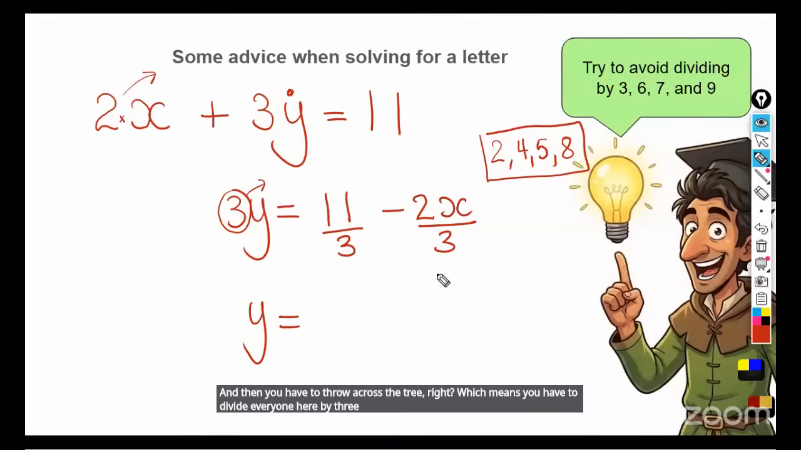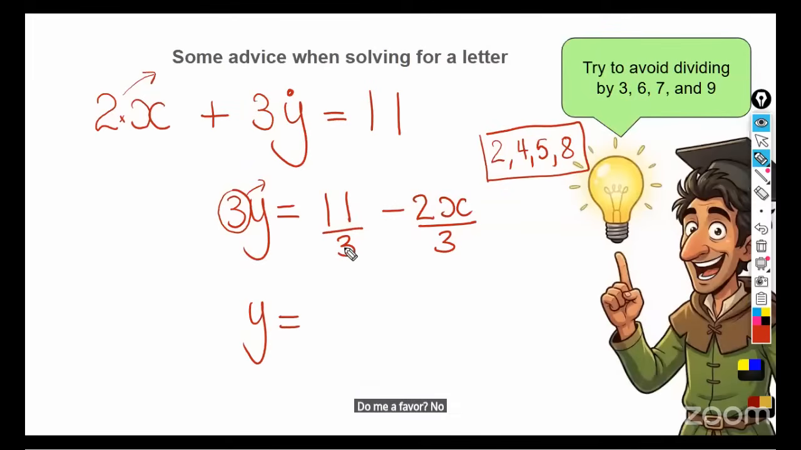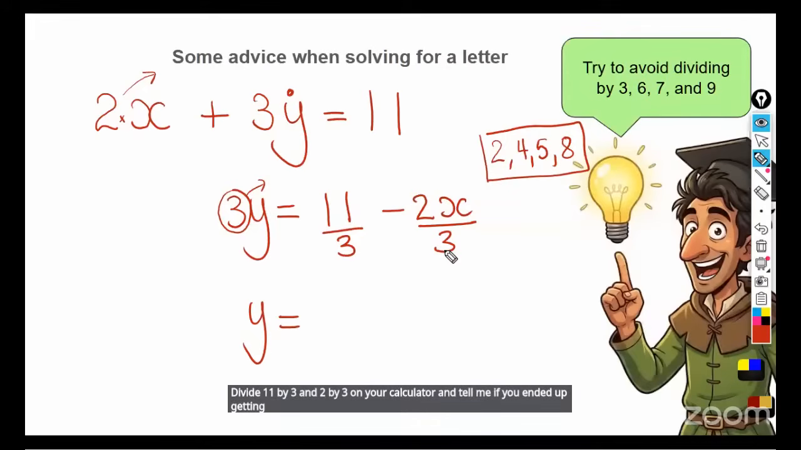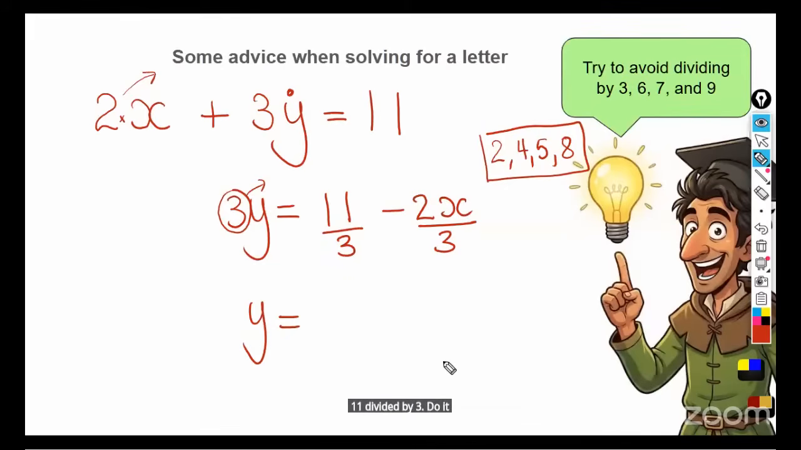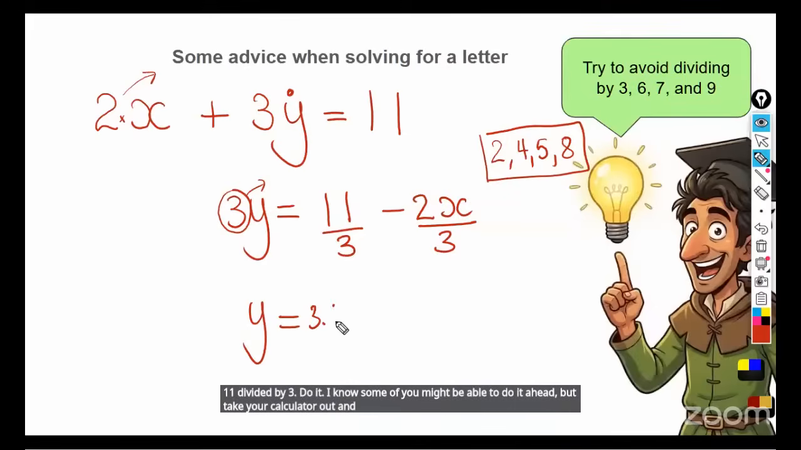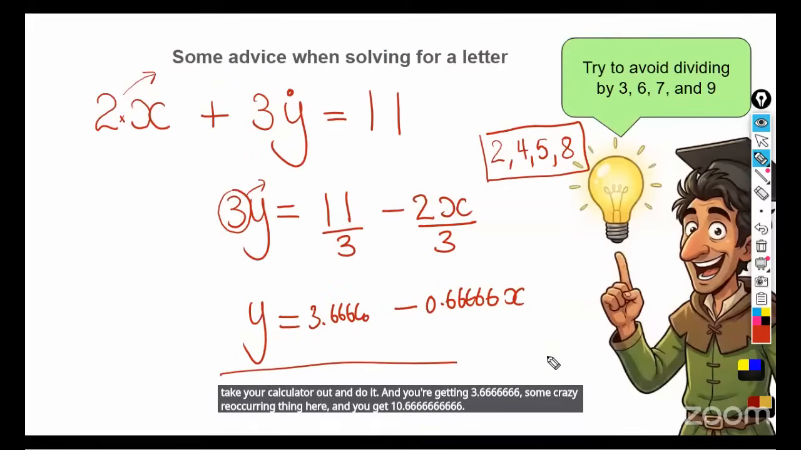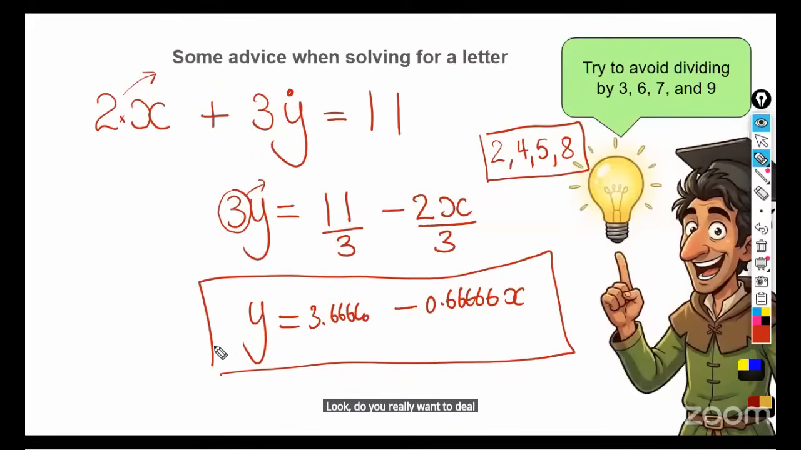Do me a favor now. Divide 11 by 3 and 2 by 3 on your calculator and tell me if you ended up getting nice values or are you getting scary values? 11 divided by 3. Do it. I know some of you might be able to do it in your head, but take your calculator out and do it. And you're getting 3.6666666, some crazy reoccurring thing here, and you're getting 0.666666666. Do you really want to deal with those values throughout the whole question? The answer is no, right?